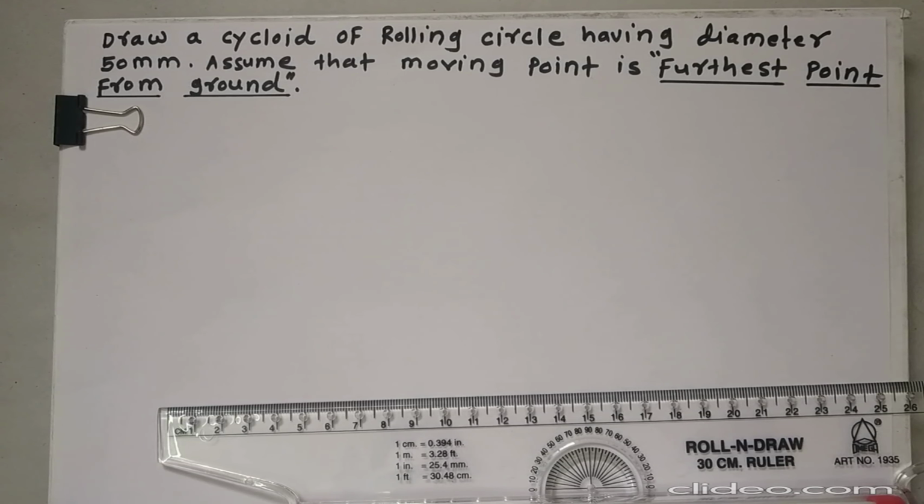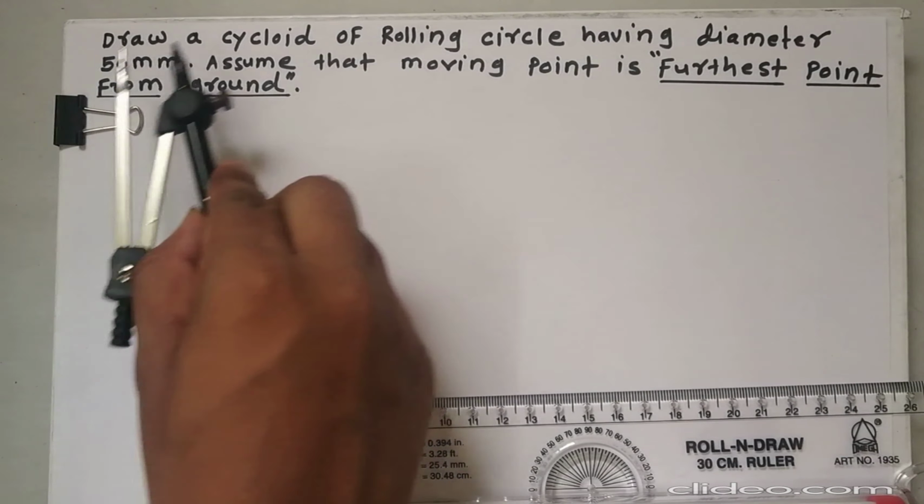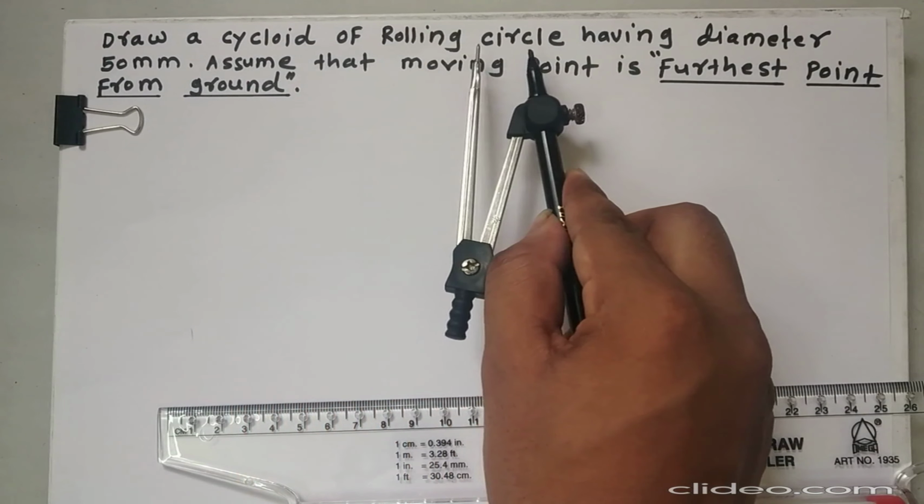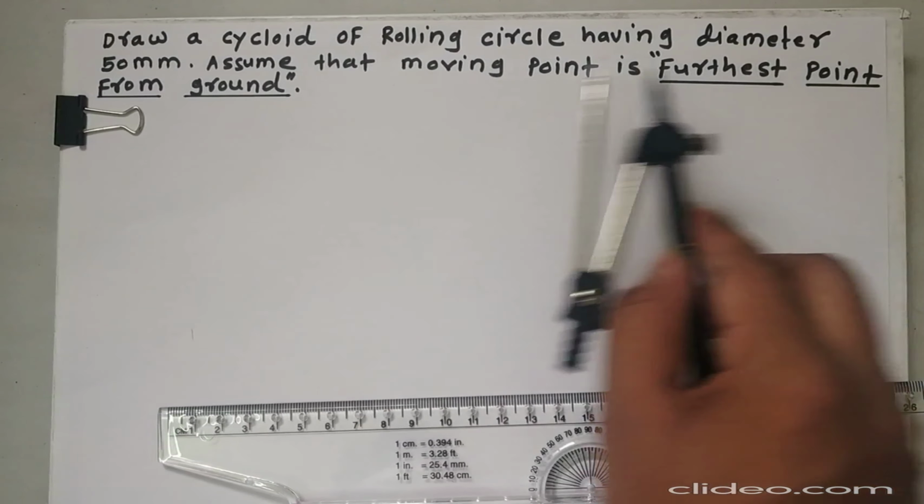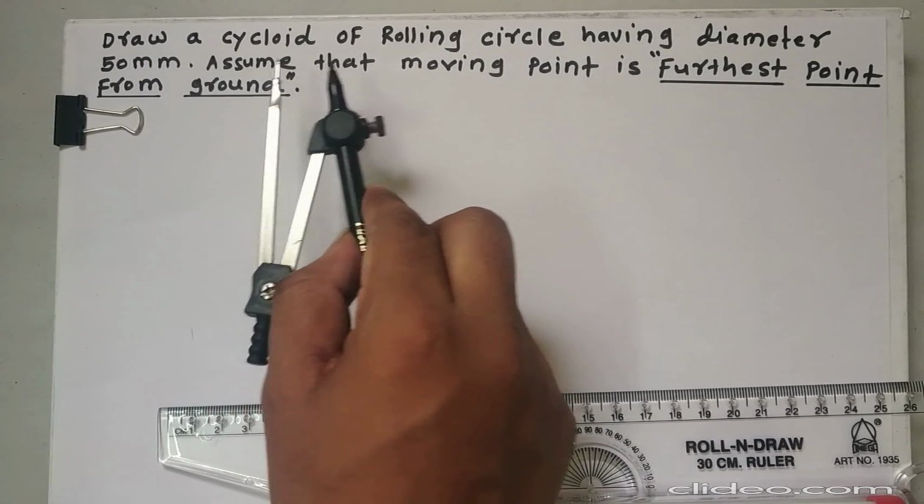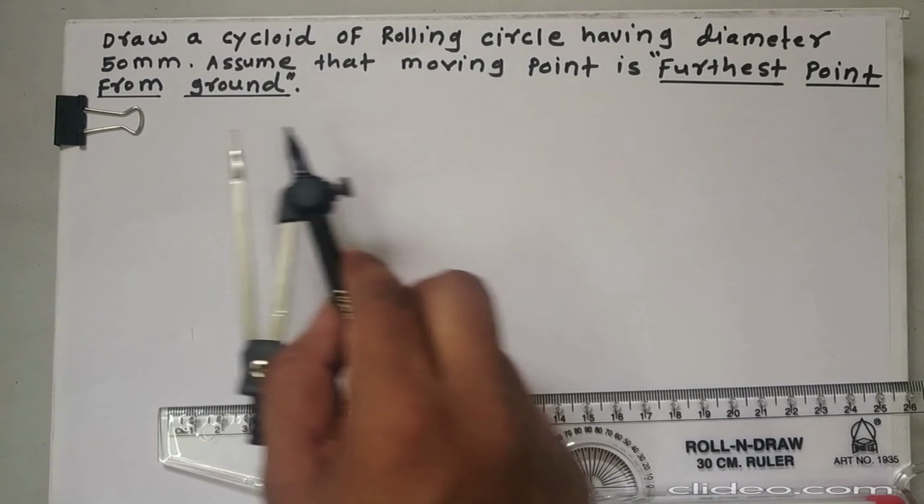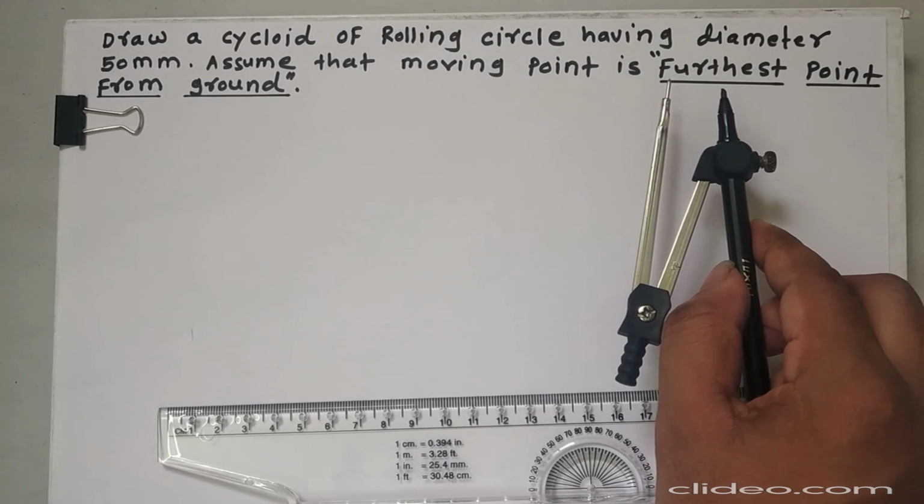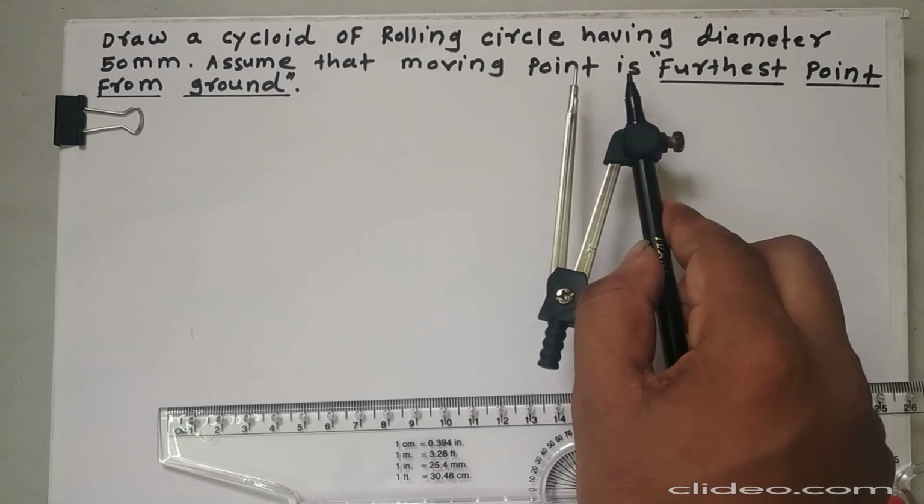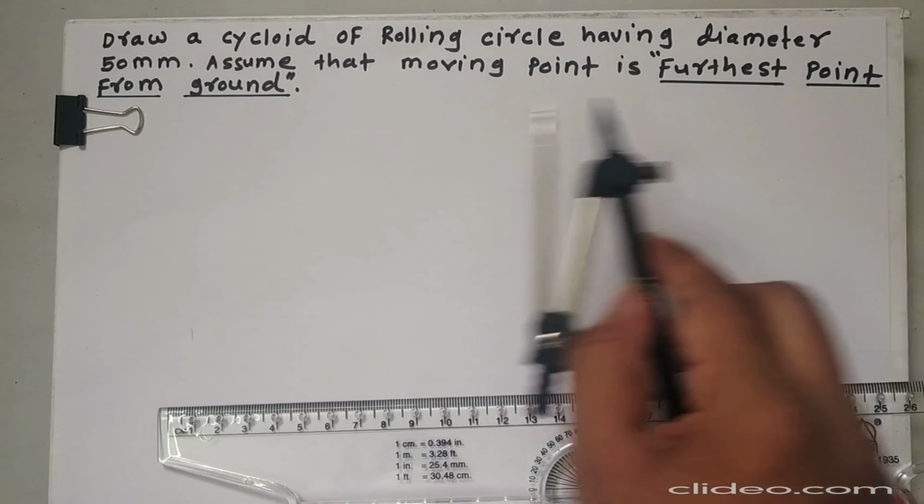In this lecture, we are going to construct a cycloid when point P is the furthest point from the ground. Once again, I will repeat the whole problem definition. Draw a cycloid of a rolling circle having diameter 50 mm. Assume that the moving point is the furthest point from the ground. This statement is very important.